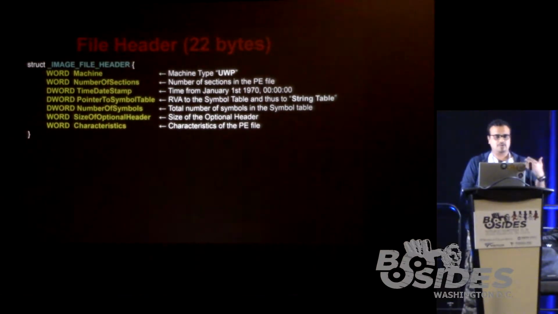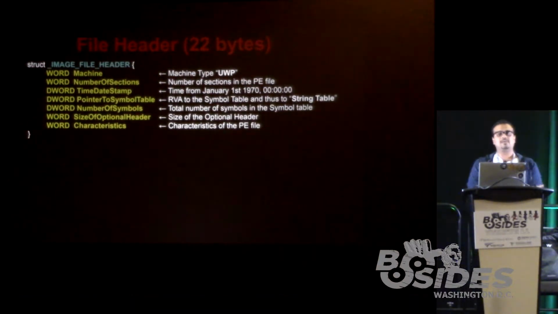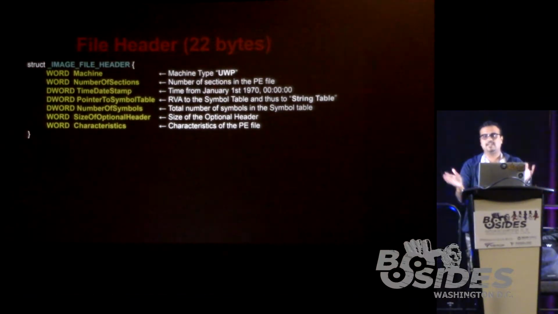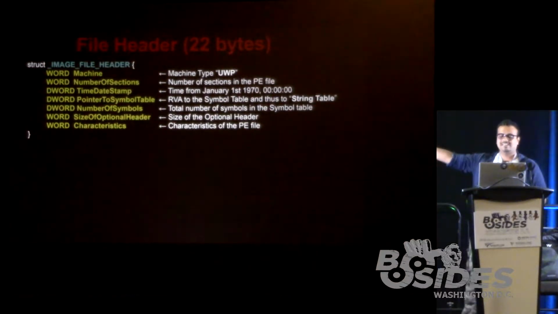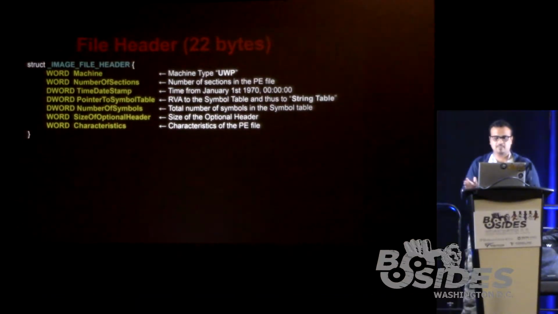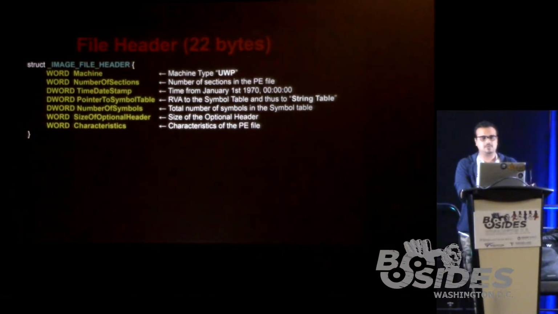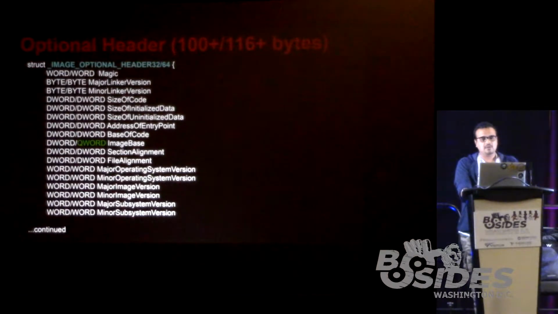So then we have pointer to symbol table, number of symbols, the size of the optional header. Now this field becomes important because these data structures are present as a stream of bytes, right? You need to know where one data structure stops and where the other begins. So size of optional header becomes really important in that way. Then we have characteristics of the PE file, which basically specifies whether it's a DLL or an executable or something like that, right?